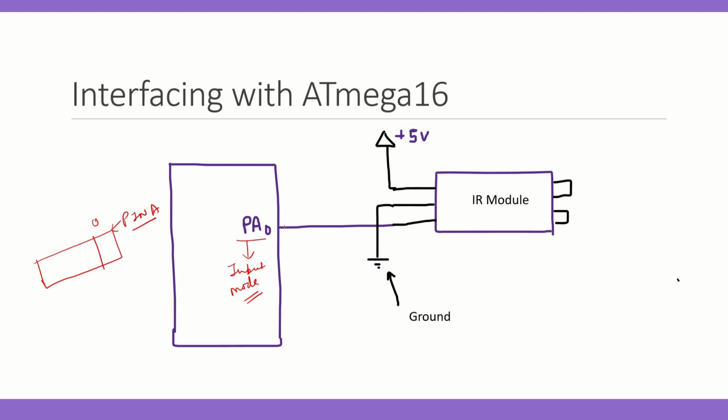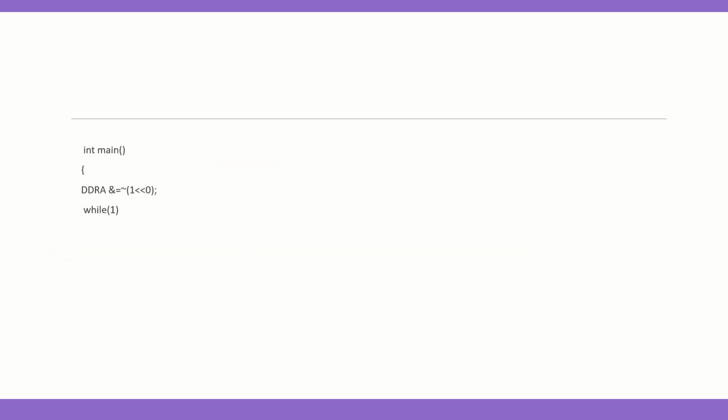Now there are two ways of interfacing an IR sensor: the polling method and the interrupt method. For now we are considering the polling approach, but we can also use the interrupt method. If we have to interface the IR sensor using interrupt, then the output pin of the IR module will be connected to the external interrupt pin of the microcontroller. In this case, we can connect the output pin of the IR sensor to INT0 of the microcontroller.